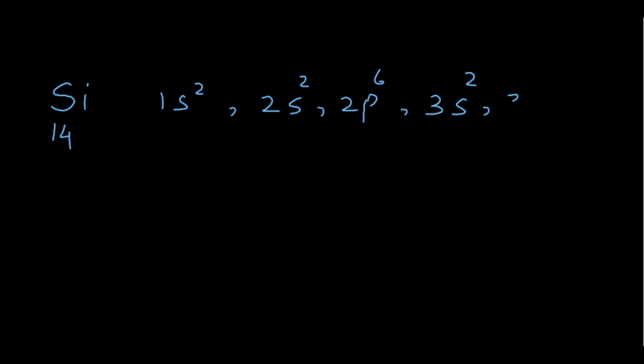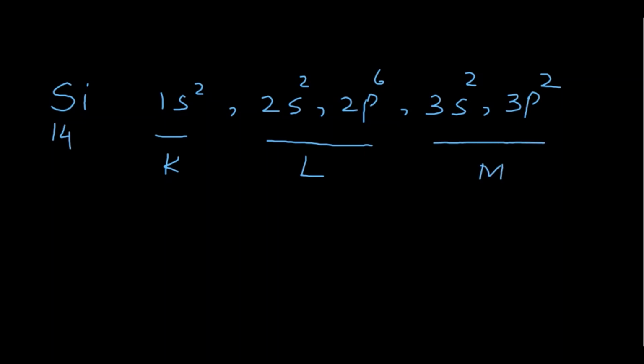So what should we do? First of all, we will write down the electronic configuration of silicon. Silicon atomic number 14. We write the electronic configuration of silicon, which should be 1s2, 2s2, 2p6, 3s2, 3p2. 1s, K shell, 2s and 2p, these are the subshell of L. 3s and 3p are the subshell of M shell.